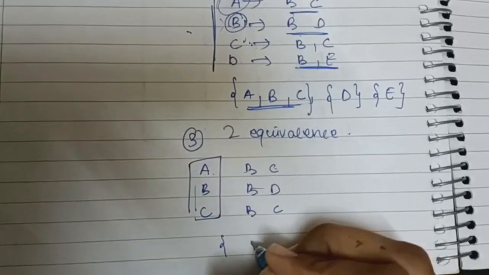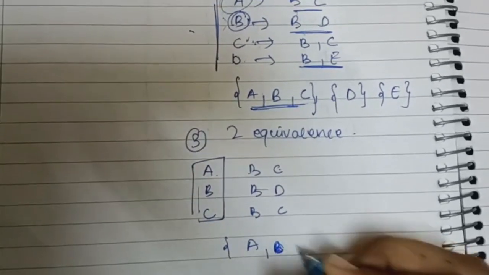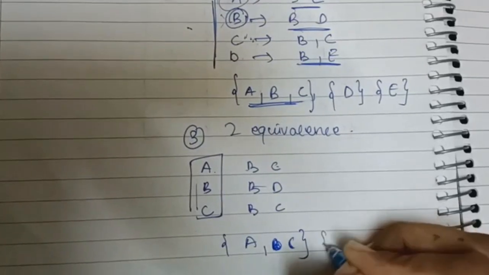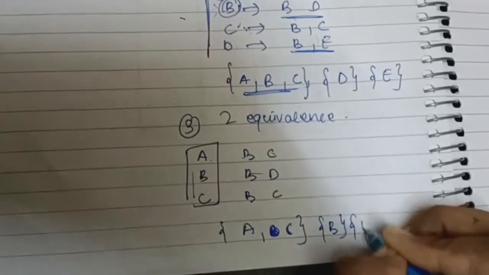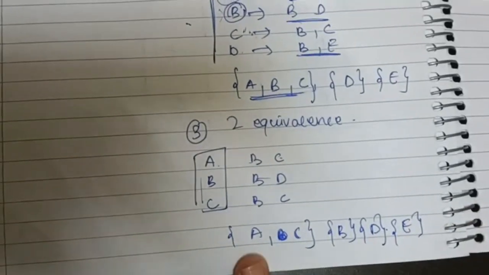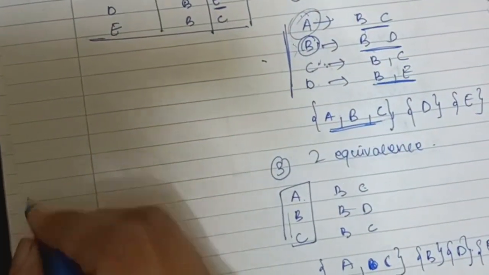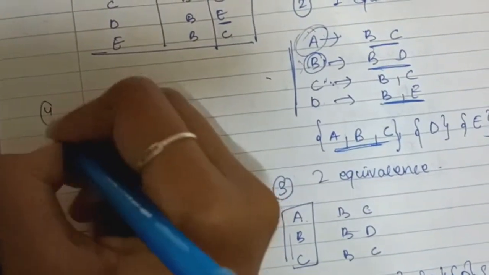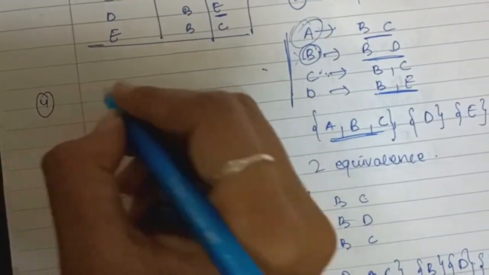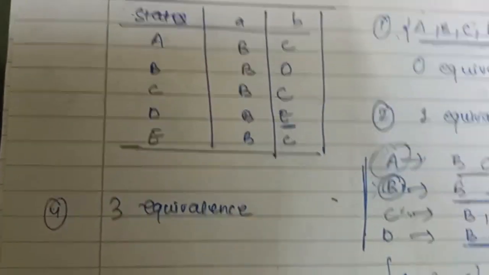So my two equivalents will be A, B will not be a part now, C. So B, D and E. Now what we can do is find the next equivalence. So we will find the next equivalence. Let's see for 3. Same way we can find for 3 equivalents.